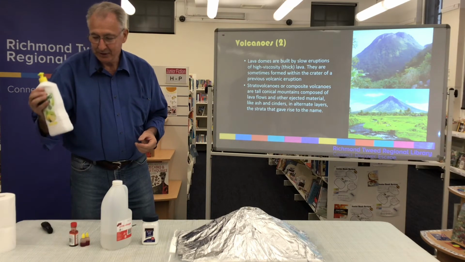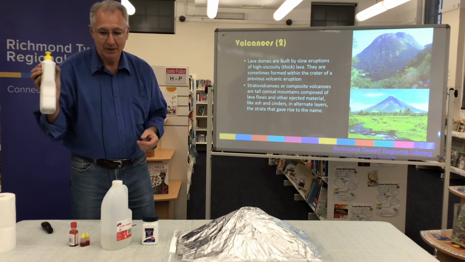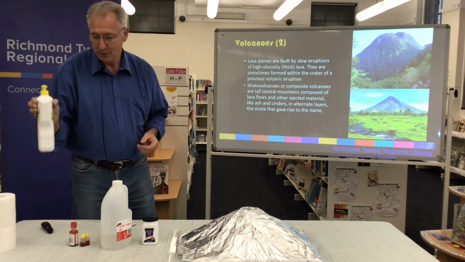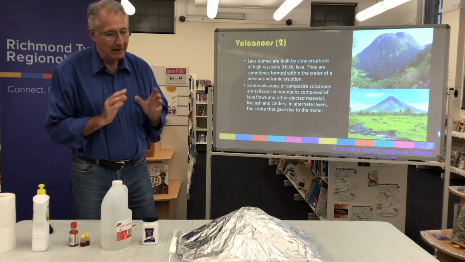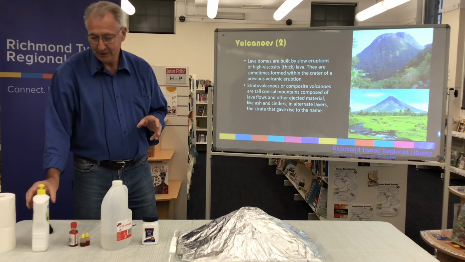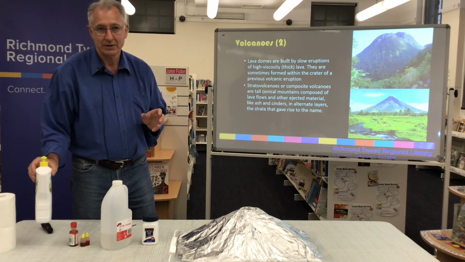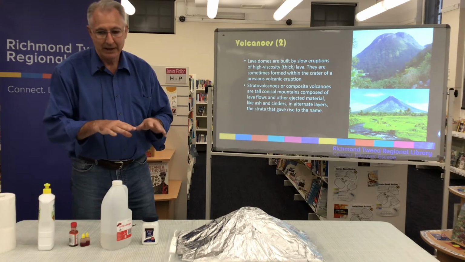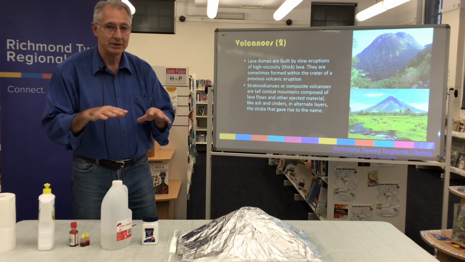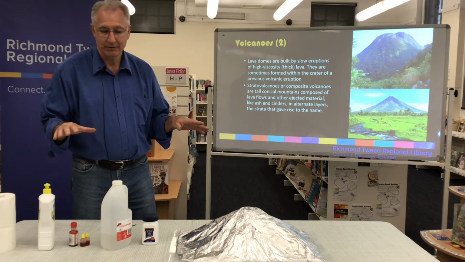And then the last ingredient is the washing up detergent. And it's the washing up detergent that determines how runny your lava is. If you have very little or no washing detergent, it's quite runny and it will flow fast. And you would then, if that were a real volcano, you'd end up with a shield volcano where it's fairly flat and not very pointy.